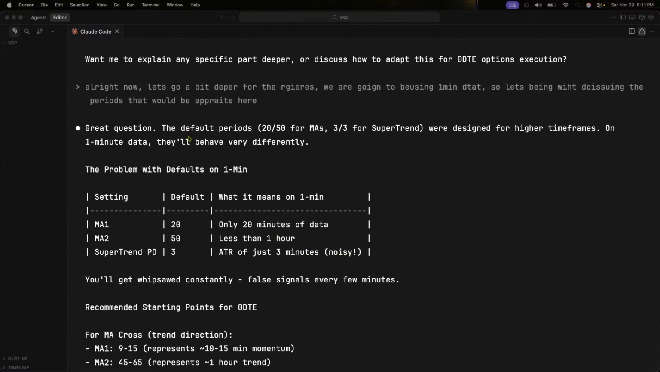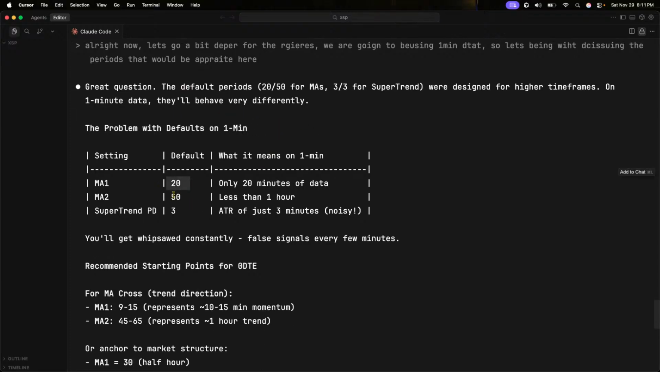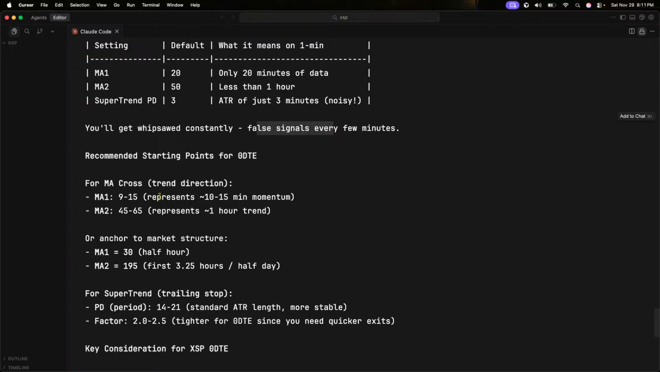All right, great question. The default periods, 20 over 50 for the moving average and 3 for the super trend, are too slow. They were designed for higher time frames. On 1 minute, they'll behave differently. With the defaults of 20, 50, and 3, you'll get whipsaw consistently, false signals every few minutes. For the moving average, 9 to 15.